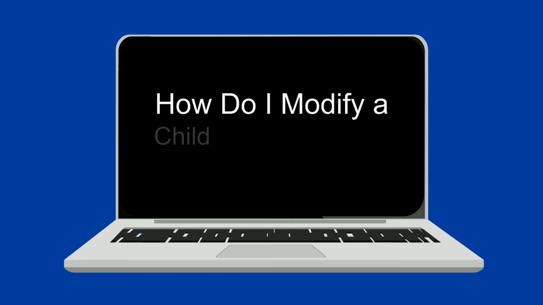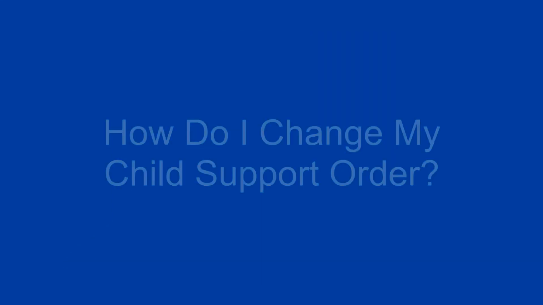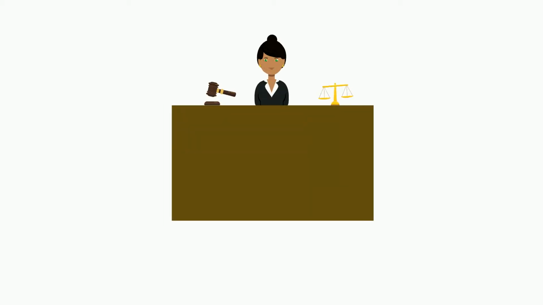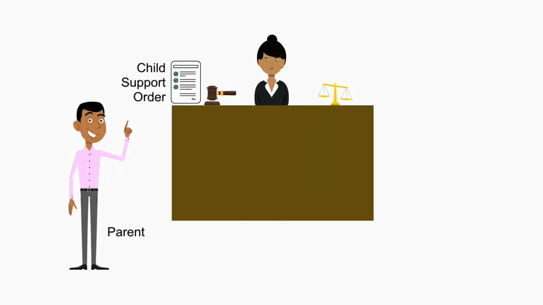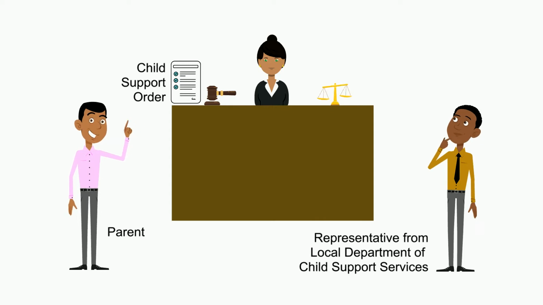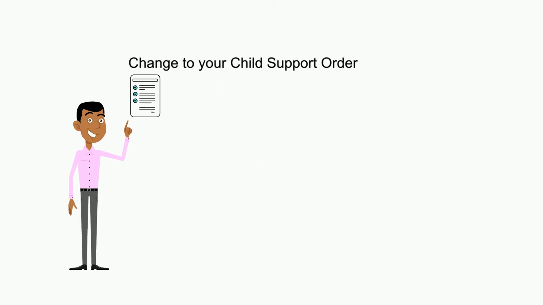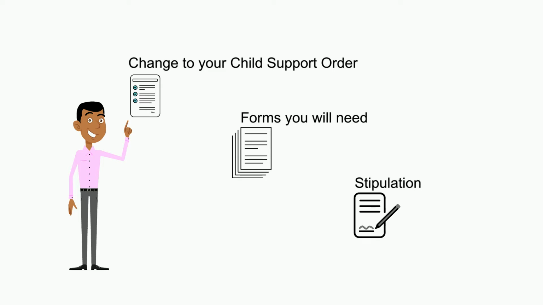How do I modify a child support order? How do I change my child support order? After a judge makes a child support order, one of the parents or the local Department of Child Support Services may want to change the order. In this video, you learn how to request a change to your child support order and what forms you will need if you have reached an agreement, referred to as a stipulation, on a child support amount.